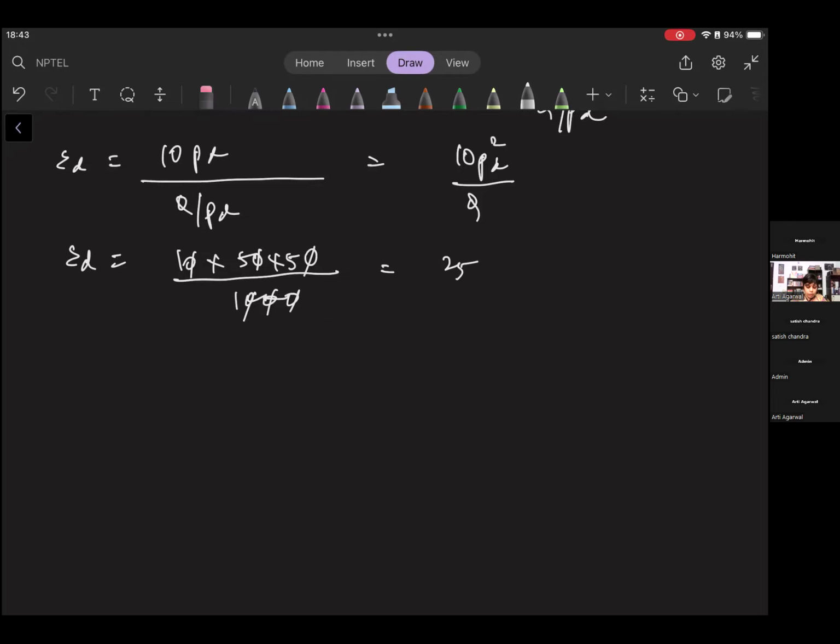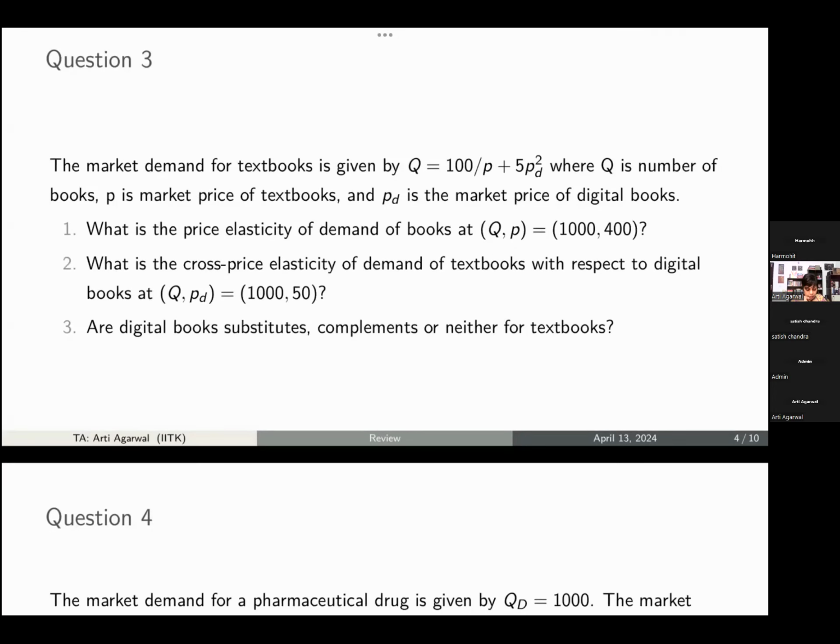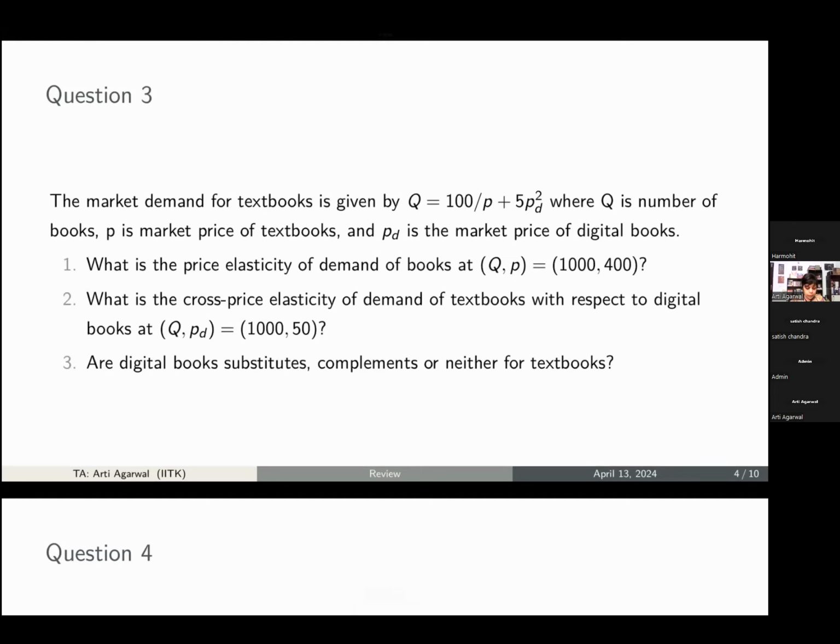So the last part of the question is: are digital books substitutes, complements, or neither for textbooks? What do you think happens? What is the cross price elasticity telling you? So the direct way of interpreting it, even if I don't use any calculus, is that if you look at this function, an increase in PD is going to increase Q, right? PD is the price of digital books. So that term is squared. So very easily we can conclude that any increase in PD is definitely going to increase Q.